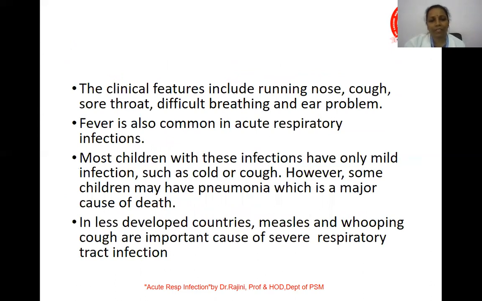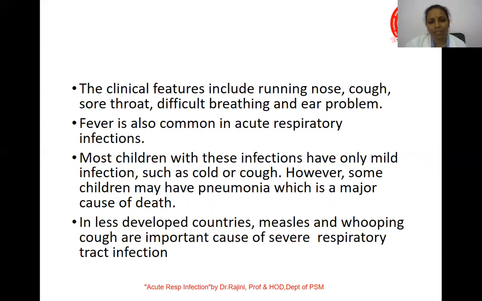Now the clinical features. Most of us are aware of the clinical features. They include runny nose, cough, sore throat, difficult breathing and ear problem. Fever is also common in acute respiratory infection. And what is the current epidemic, which is also mainly through the respiratory route? Yes, COVID. COVID infection is also mainly through the respiratory route and affects the respiratory system.